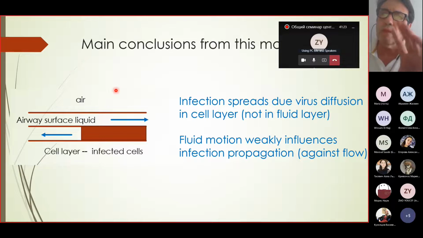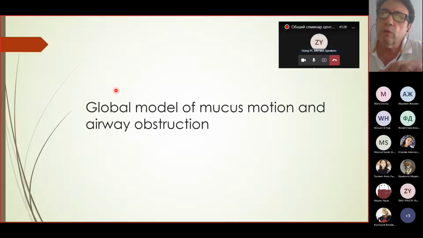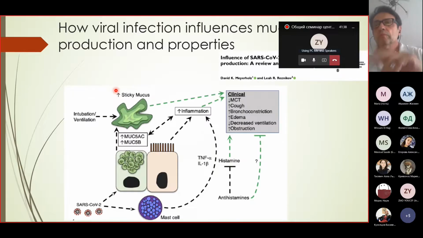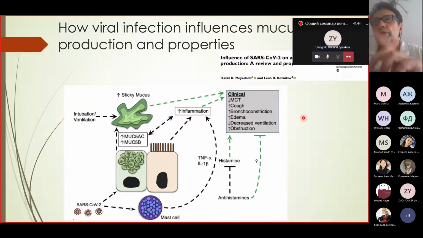Okay, if no questions, we continue now with the model which I call the global model. We take now into account all 16 generations of human lungs. But before continuing with modeling, I return to the biological questions, and we discuss now two important questions. In fact, how viral infection influences mucus production and mucus properties.